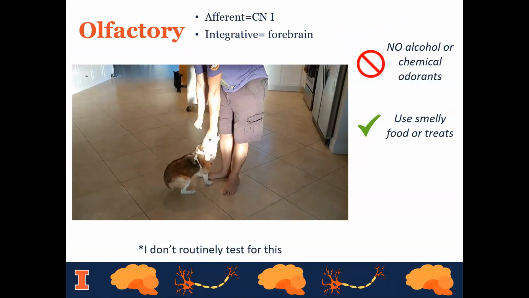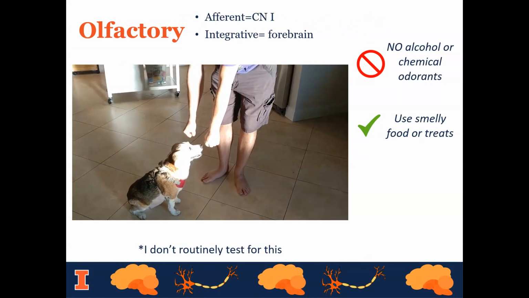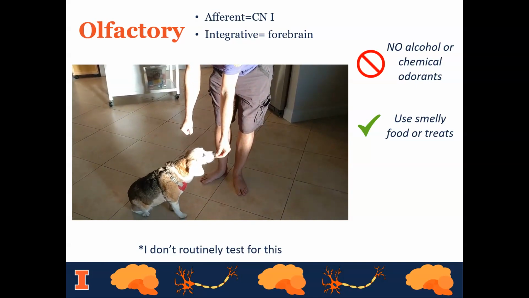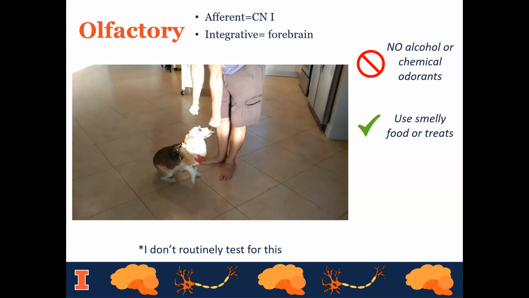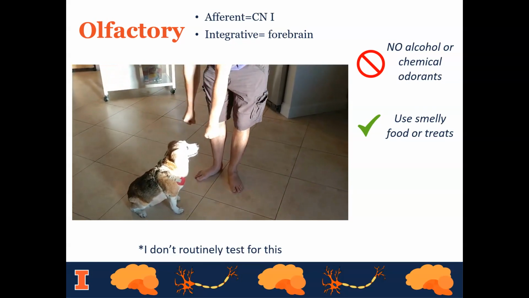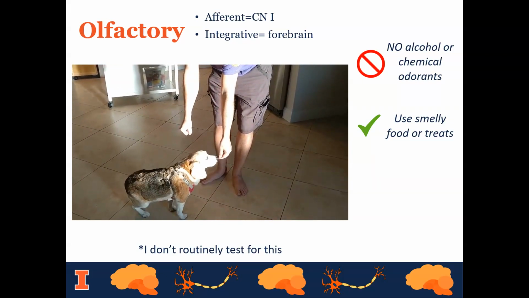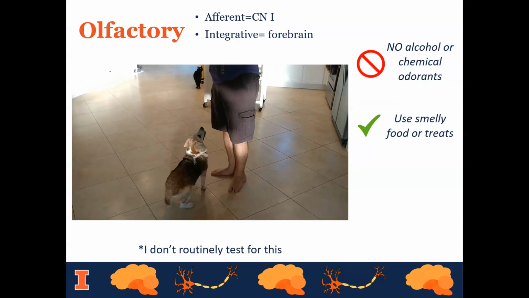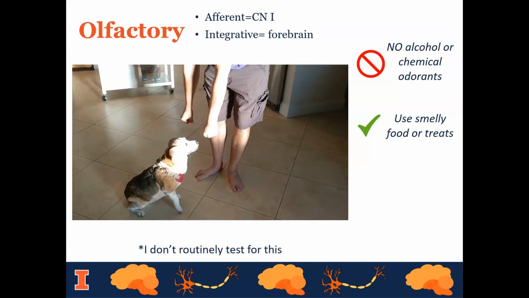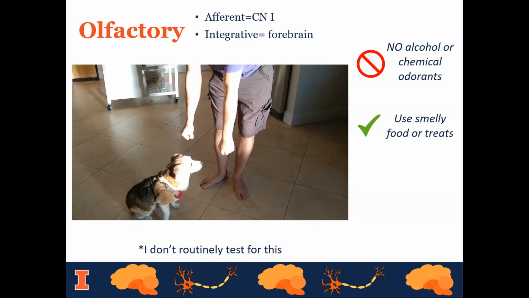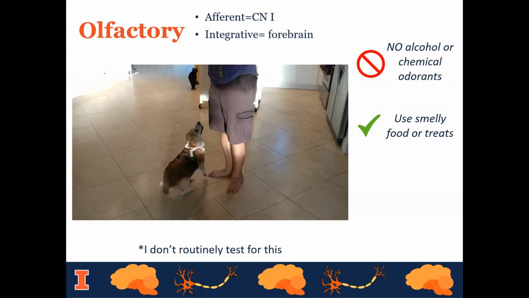So our first cranial nerve is the olfactory nerve. I just include this as an example of showing you how we might test for whether or not it's working. We want to make sure that their nose is able to smell a tasty, smelly treat. You should not use alcohol or chemical odorants around the nose because that's actually going to stimulate the trigeminal nerve and not the olfactory nerve. But this is so rarely a presenting complaint or big issue that I don't really ever worry about testing for it. This is here just so you can understand how you might think about testing for it.